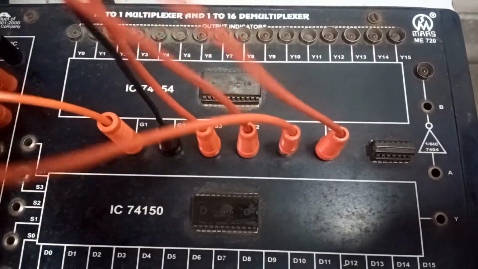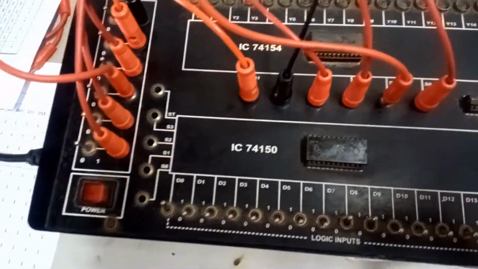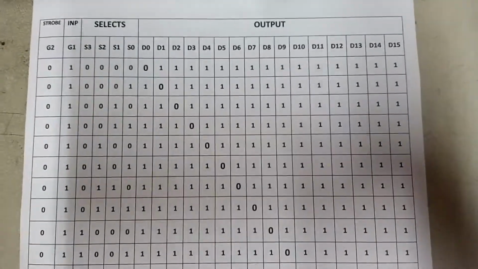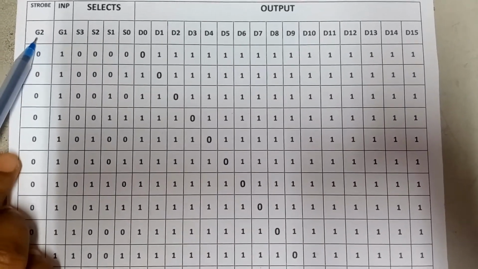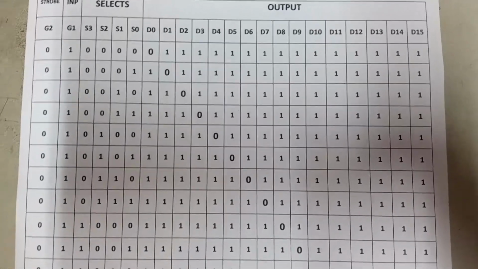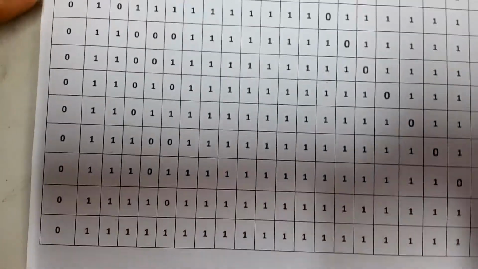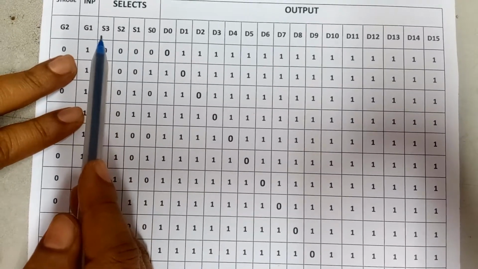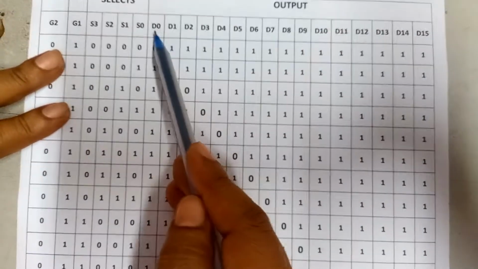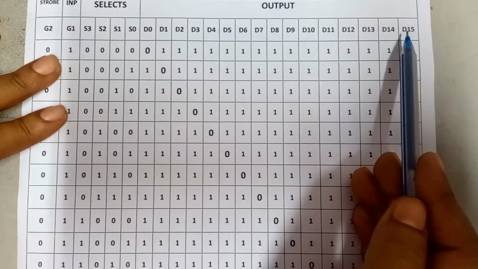powering on the button, and before that we should look at the truth table of the demultiplexer. In the truth table, this is the input which is given as G1. This is the strobe G2, that means chip enable, which should be selected at 0. You can see all are 0. That means the chip is enabled at low or 0. And these are the 4 select lines S0, S1, S2 and S3, and 16 output lines. Here it is written as D0, but in the kit the same is referred to as Y0 to Y15.